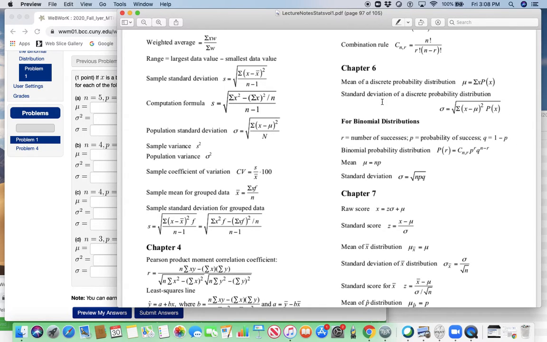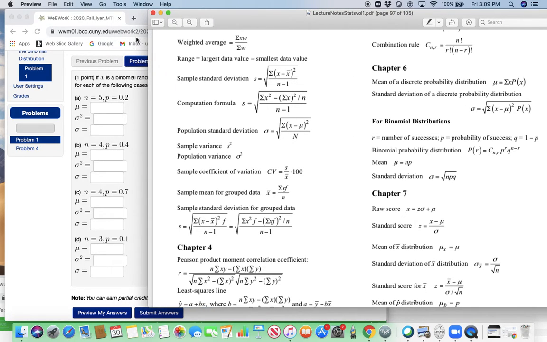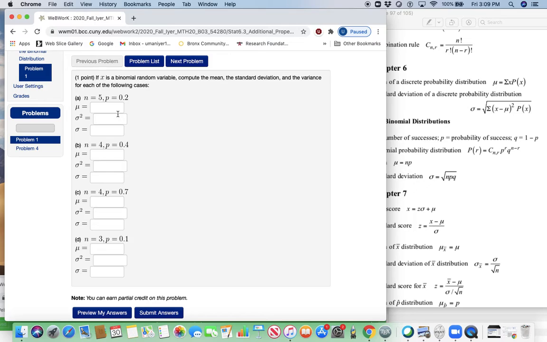For a binomial distribution, mean is n times p. Standard deviation is square root n times p times q. So these are the formulae we need. So n times p is mean, 5 star 0.2.